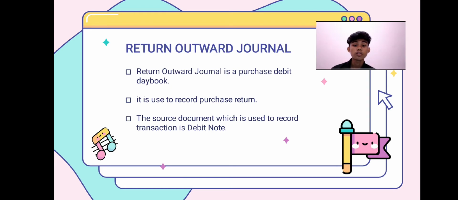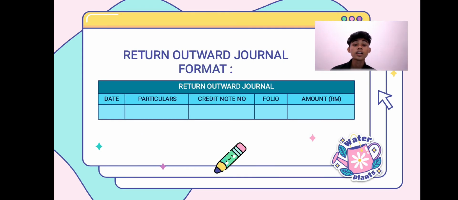So right now I will continue with the return outward journal. First of all, return outward journal is the return of goods by the buyer to the seller from whom the goods were initially purchased. Return outward is used to record the source document which is used to record transactions in the debit note. As you can see, this is the format of the return outward journal.